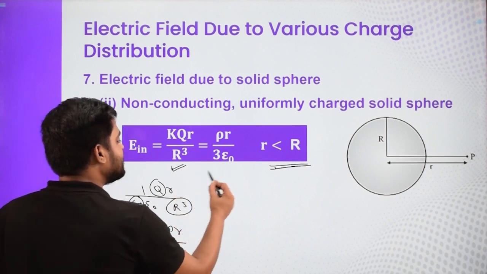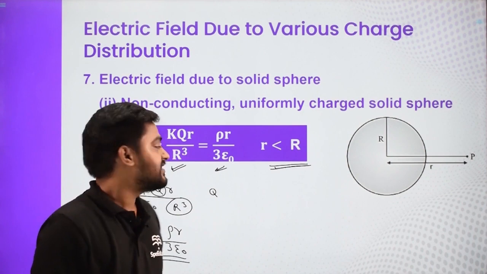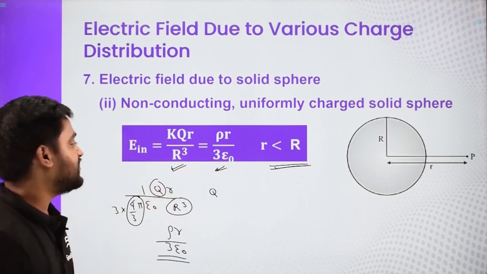Either you can remember this or you can remember this. If you want to be faster, you can remember both the formulas. Sometimes this is utilized, sometimes that is useful.